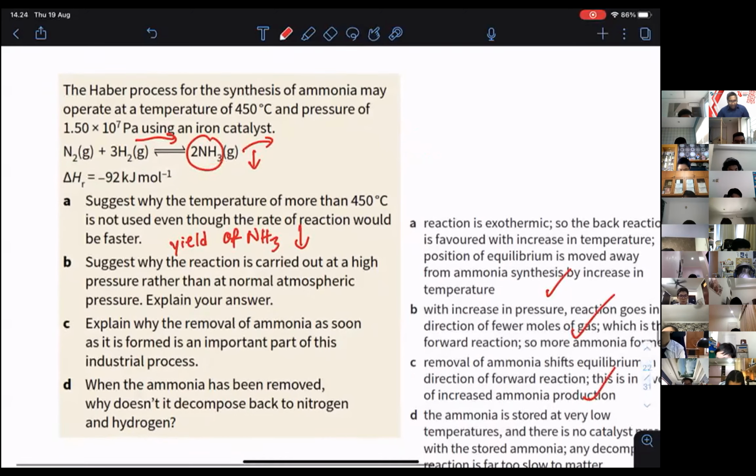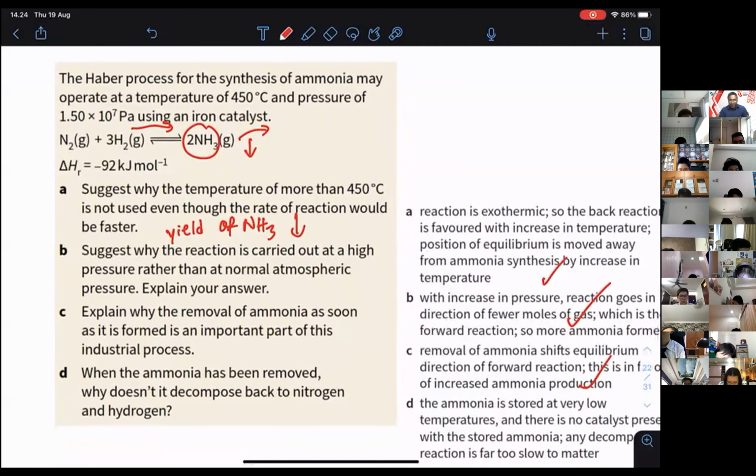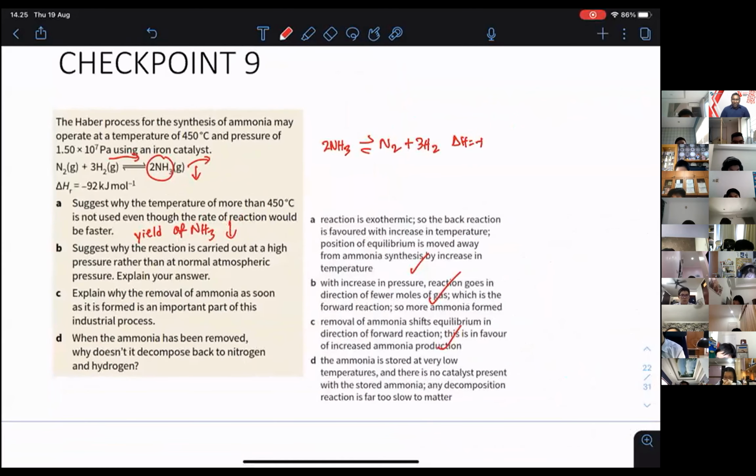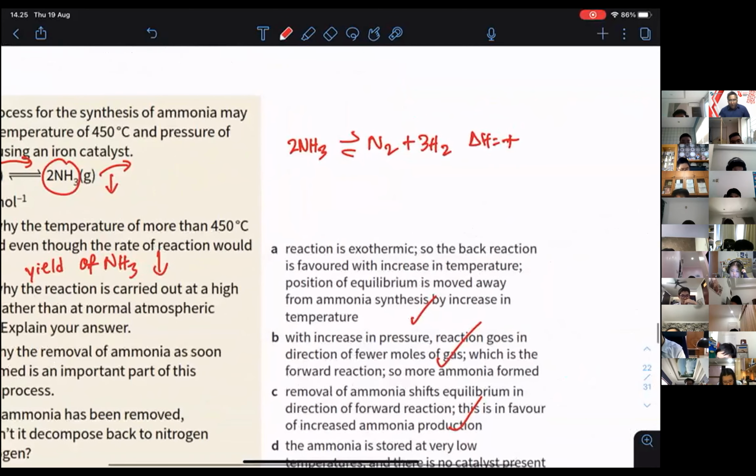And then when the ammonia has been removed, why doesn't it decompose back to hydrogen and nitrogen? To answer this, you write down the equation, ammonia. If I rewrite this equation in this way, I know that earlier it was exothermic, but now it's going to be endothermic. If I rewrite it like this, it means I'm taking the ammonia and I'm putting it somewhere. So what happens over here is, you do not want the ammonia to decompose. One, you do not have the catalyst, so don't worry about it.